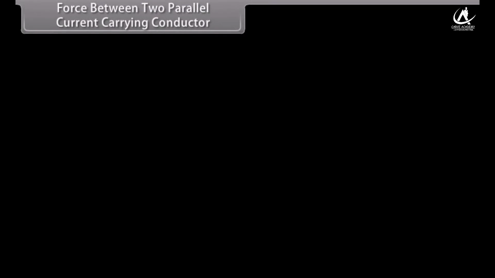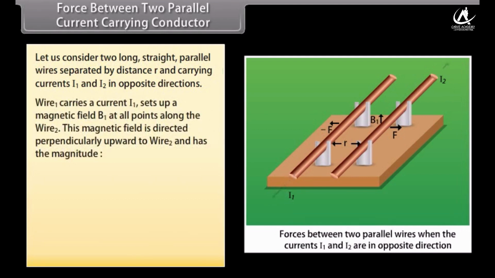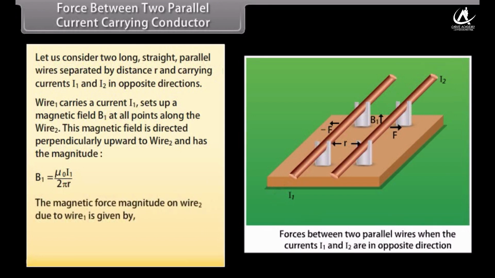Force between two parallel current-carrying conductors. Let us consider two long, straight, parallel wires separated by distance r and carrying currents I1 and I2 in opposite directions. Wire 1 carrying a current I1 sets up a magnetic field B1 at all points along wire 2. This magnetic field is directed perpendicularly upward to wire 2 and has the magnitude equal to mu naught I1 divided by 2 pi r. The magnetic force magnitude on wire 2 due to wire 1 is given by mu naught I1 I2 L divided by 2 pi r.